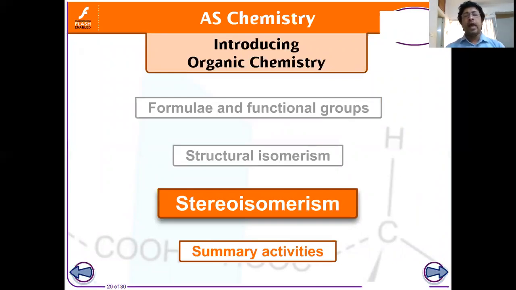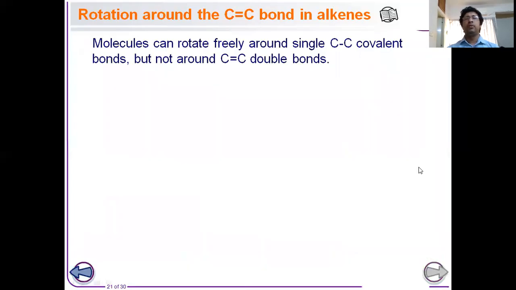Well, then another type of isomerism, stereoisomerism. This is new for you. You didn't get any idea about stereoisomerism in O levels. Stereoisomers actually occur when there is a double bond present in between two carbon atoms.